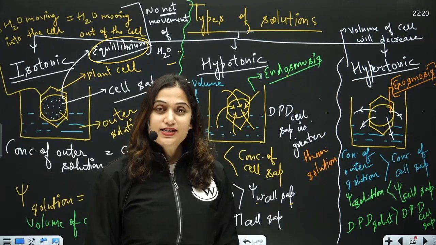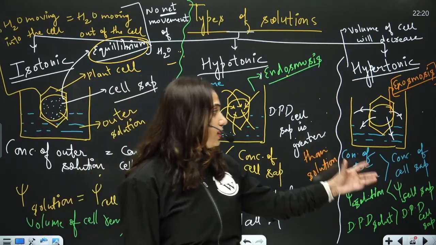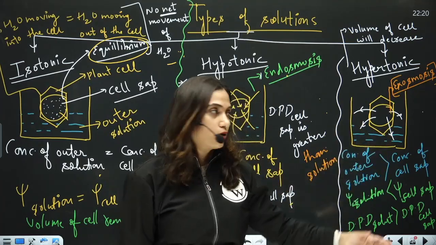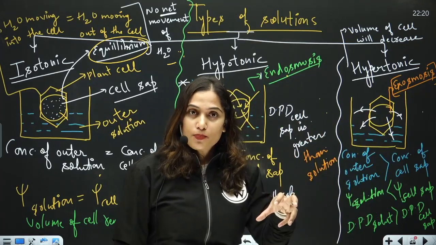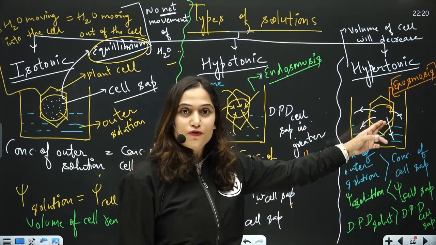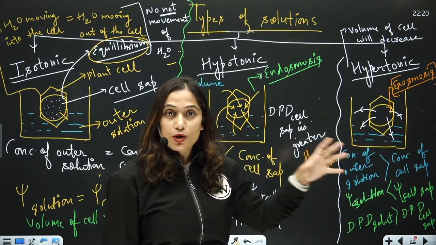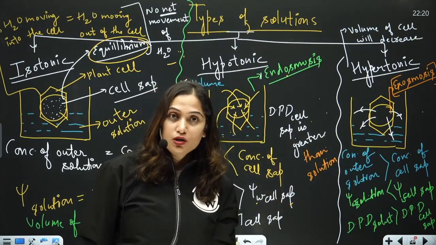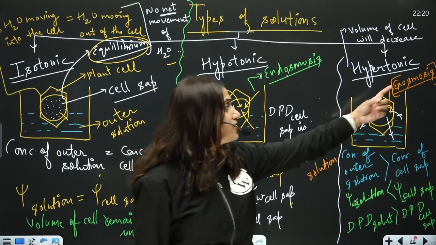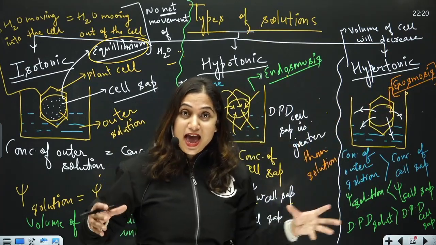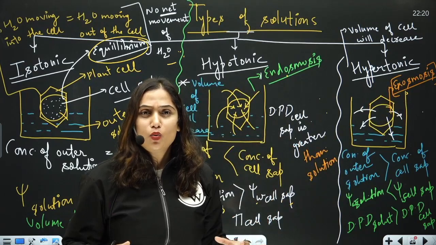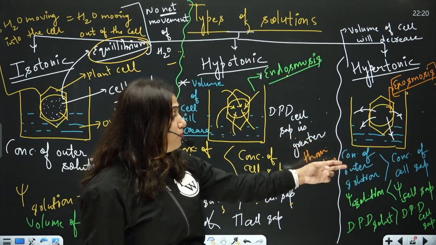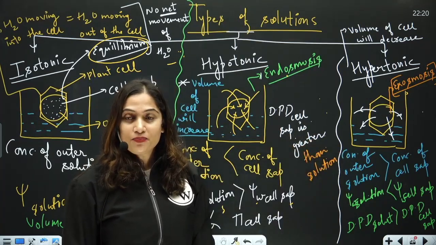When you put a cell in hypertonic solution, in this case, the concentration of the outer solution is greater than the concentration of the cell solution. So obviously, the water potential of the cell is greater here. So water will move out of the cell. This is called exoosmosis, and the volume of the cell will decrease in hypertonic solution, and this is the basis of plasmolysis, right?